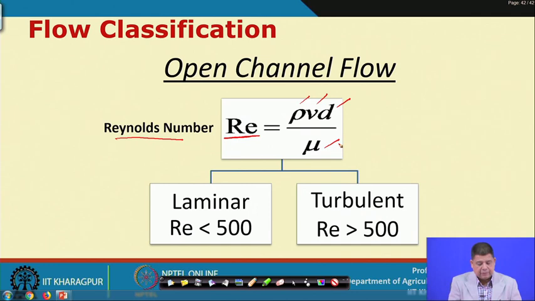And for open channel flow, for the flow to be laminar, Reynolds number should be less than 500. And for turbulent flow, Reynolds number will be greater than 500. I am sure that you must have read in hydraulics pipe flow, and in pipe flow the laminar flow Reynolds number limit was 2000, but in open channel flow it is 500.